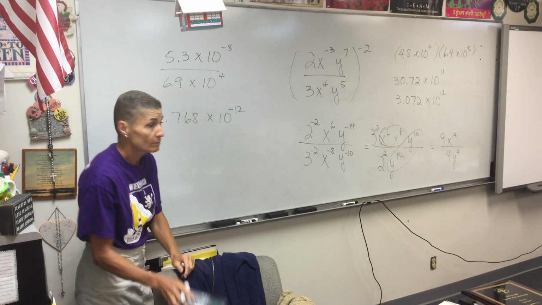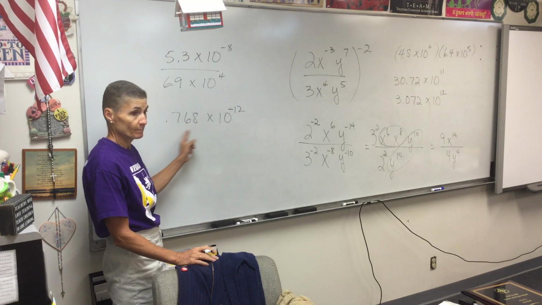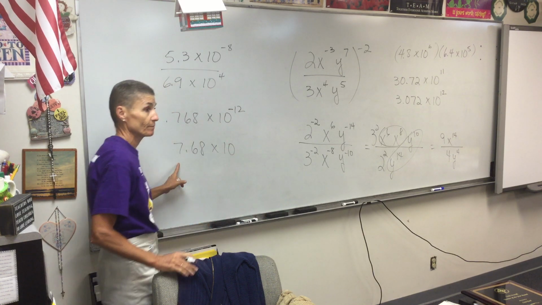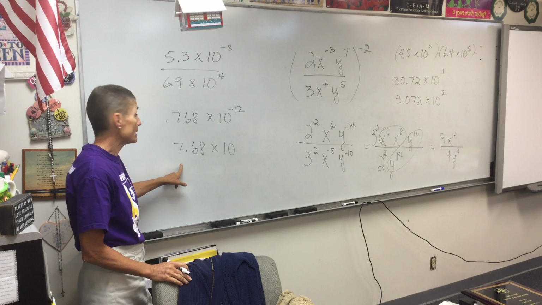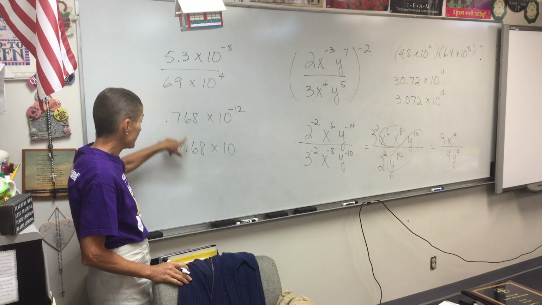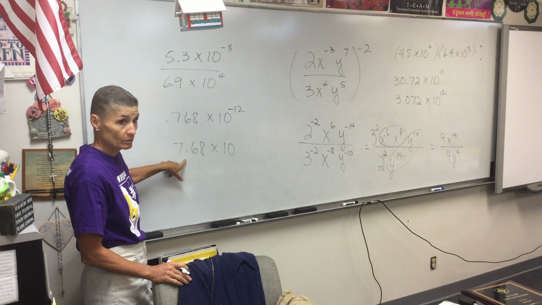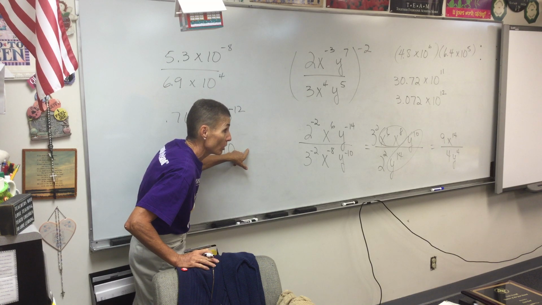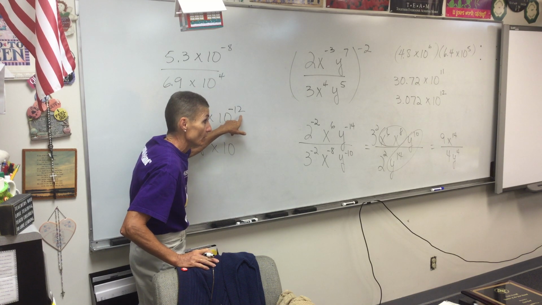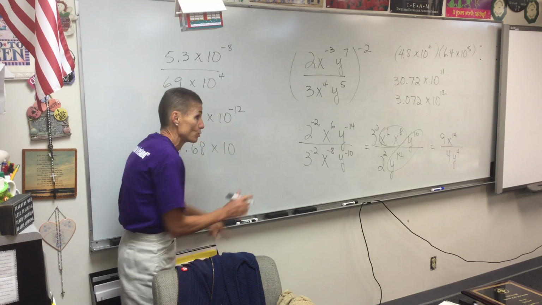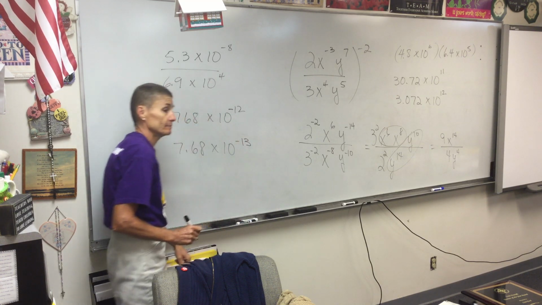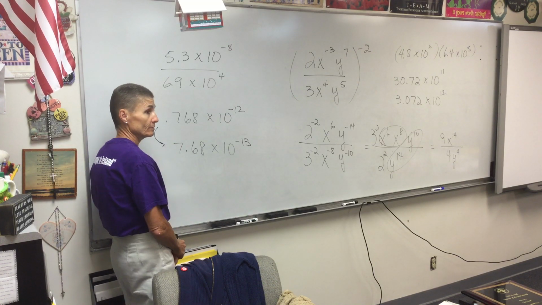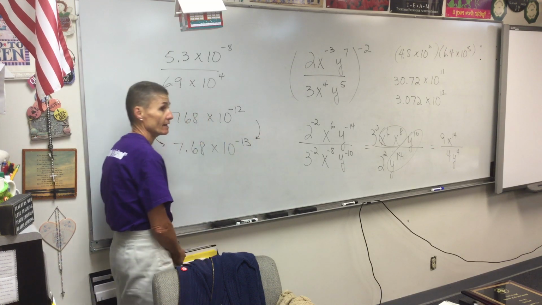Now take a look at that number. This isn't okay. I'll have to make it 7.68, won't I? Now, what happened? I made this number bigger, which means this is going to have to get smaller. Now be careful. What's one smaller than negative 12? Negative 13. We're in negative land. If this part got bigger, then this part's going to have to get smaller.